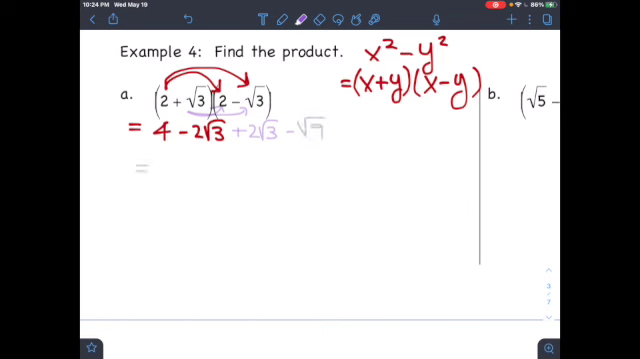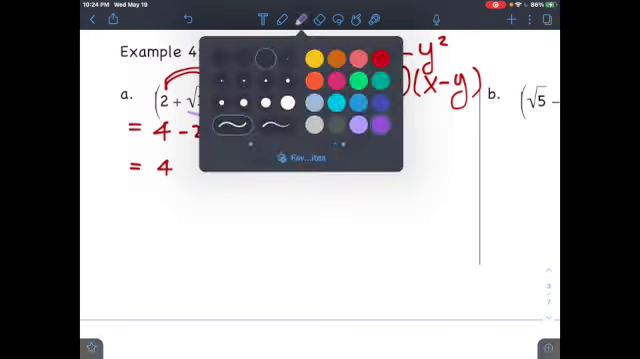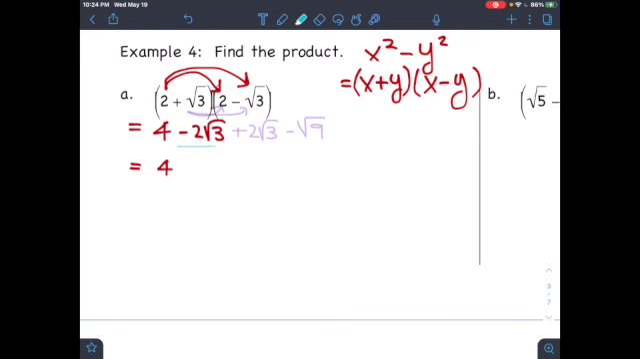Now, I want you guys to note as you start to simplify them. This is 4. The first one doesn't change. Then the next two actually cancel each other out. One is negative, one is positive. It's gone. Then you notice root 9 is actually 3. The answer is 1 when you simplify everything.